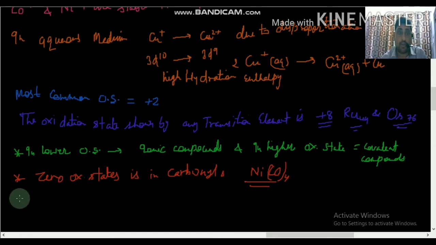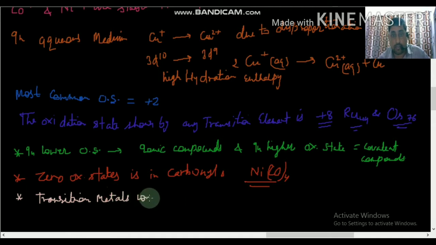Here we were discussing the oxidation states. Now after the zero oxidation state, that is in carbonyls, that is nickel carbonyl, there is one interesting fact: usually transition metal ions in their lower oxidation states are good reducing agents.